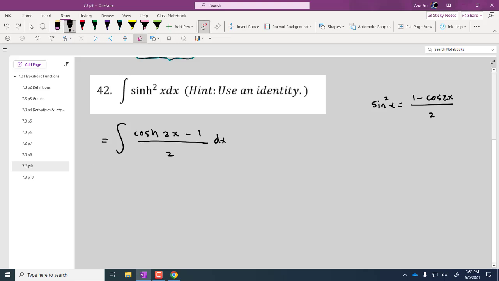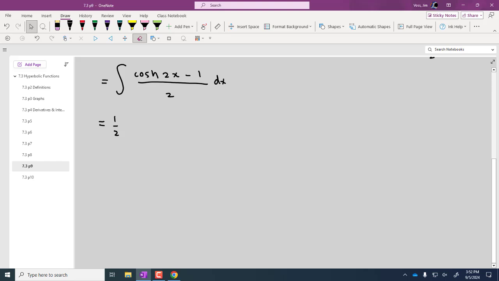So first off, we're going to factor out the 1/2. That 1/2 comes to the front, and we are going to integrate each of the numerator terms. The integral of cosh is sinh. But then reverse chain rule, what are we going to do next? Divide by the 2, because the derivative of 2x is 2, so we have to divide by it. And then what's the integral of 1? It's just x plus c. So there is our final answer.